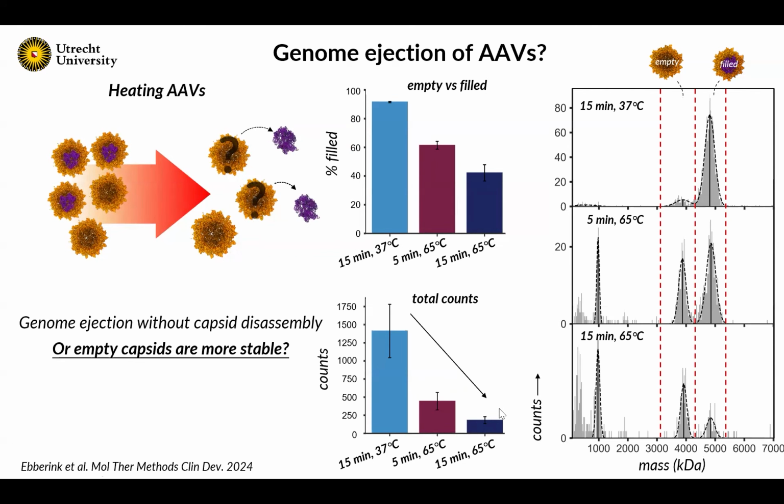So it could also be that, alternatively, the genome is not released by the filled capsids, but instead the filled particles just disassemble and disappear. And the empty particles that we measure here are actually the particles that were already there at the start, but we now measure them more clearly because they are more heat stable, for instance, and do not disassemble as quickly as the filled particles upon heat.